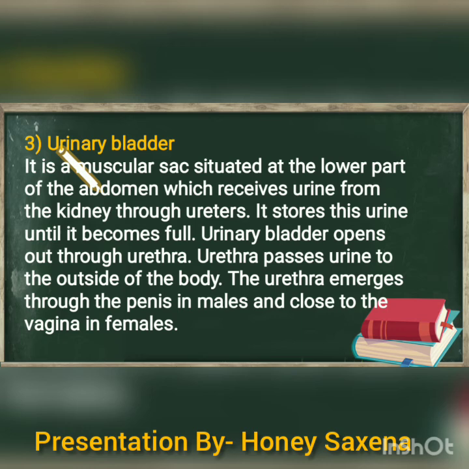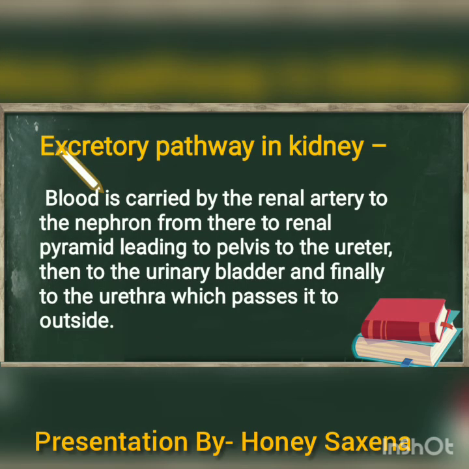So in this way, after urine formation, it is removed out from our body. We can say that toxic material is removed from our body in the form of urine. So let's see how the excretory pathway in the kidney takes place. Blood is carried by the renal artery to the nephron, from there to the renal pyramid, leading to the pelvis, to the ureter, then to the urinary bladder, and finally to the urethra, which passes it to the outside. So in this way, this is the pathway through which urine or toxic waste is removed from the body.